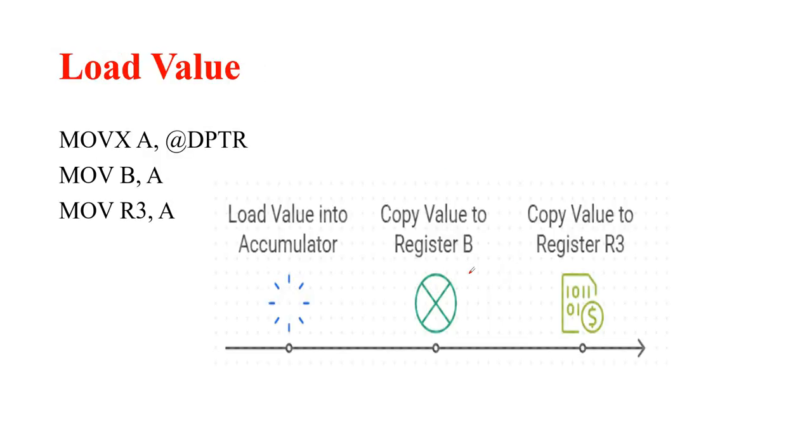Next we are using these three instructions, that is we are loading the value into the accumulator. The instruction MOVX A, @DPTR will load the value from the memory location pointed to by the DPTR, that is the 9000H we have used, into the accumulator. Then the value of A is copied to register B, here MOV B, A. Then again we will copy A to register 3.